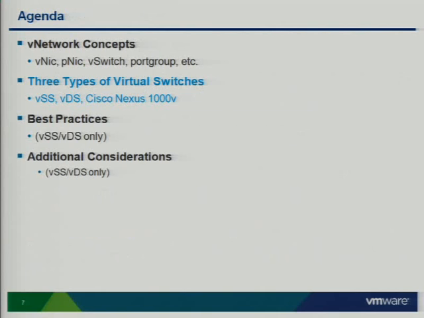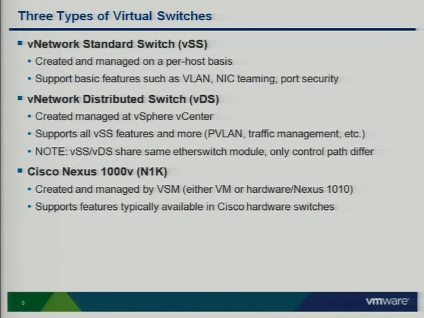So next, I'll talk a little bit about the choices of the virtual switch you have. There are basically three types. The first type is called a vNetwork standard switch. The standard switch comes by default. So every time you install ESX, a standard switch is automatically created for you on the particular host. And you can create additional instances of the standard switch.